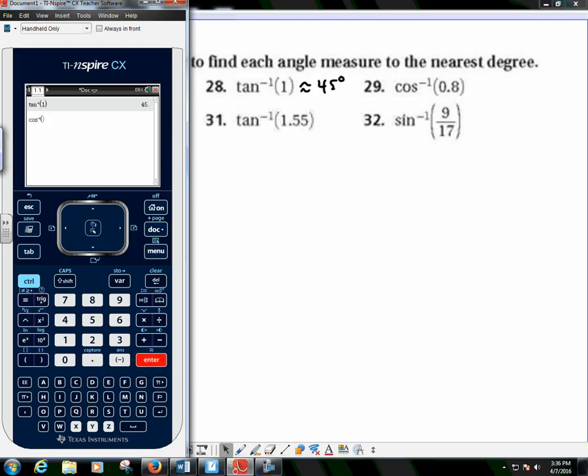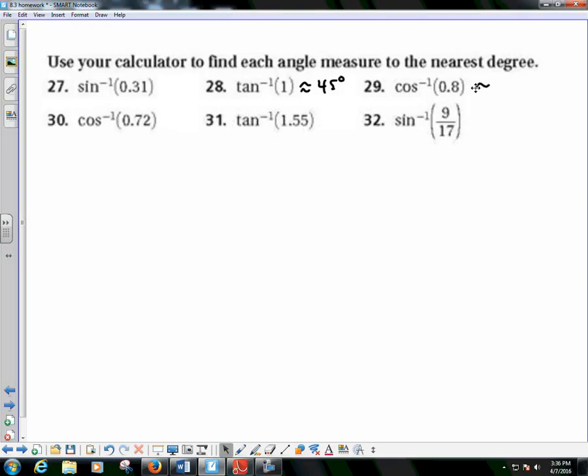of number 29 is 0.8, so I'm going to hit enter. So that tells me, and I'm rounding to the nearest degree, so I look at 0.8 and that rounds me up to 37. So this is approximately 37 degrees.